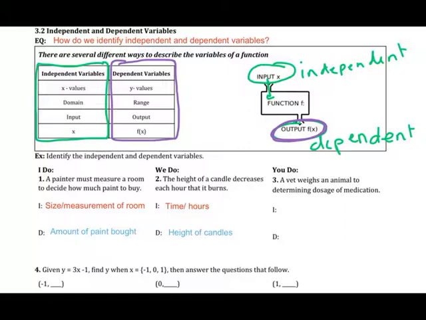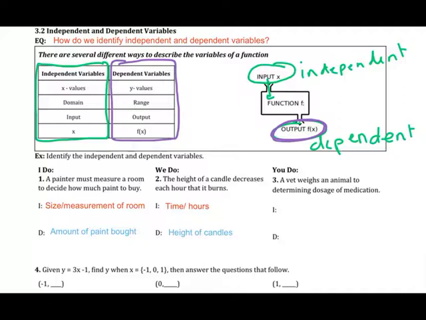Number 3: a vet weighs an animal to determine the dosage of medication. So we're talking about the weight of an animal and the dosage of medication. Go ahead and pause this video and see if you can figure out which is independent and which is dependent.